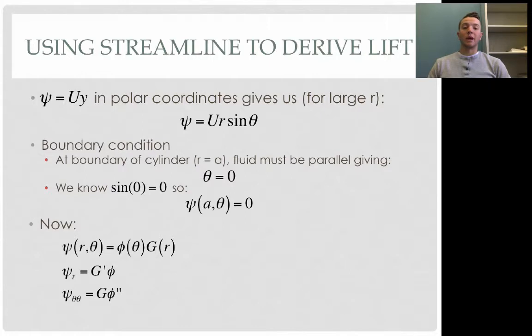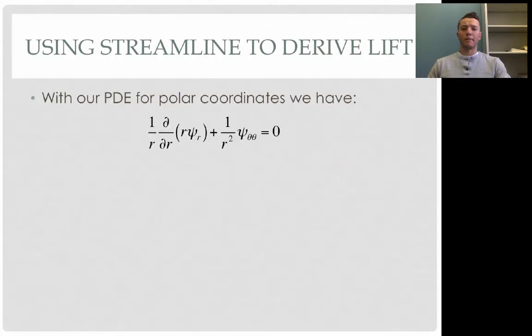As we set up our partial differential equation, we know intuitively that because we're in polar coordinates, our streamline function is only going to depend on r and theta. Therefore, we can say that our streamline function psi is some product of a function phi in terms of theta multiplied by some function g in terms of r. And we know the first partial with respect to r of psi is g prime of phi, excuse me, and the second partial with respect to theta of our function psi is going to be equal to g phi double prime.